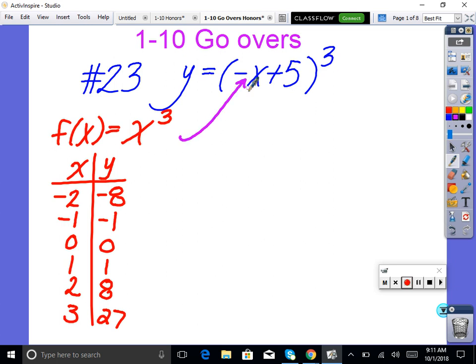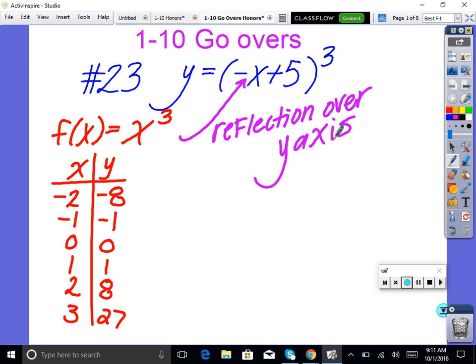This is a negative inside our parentheses here. That's a reflection over the y-axis. Now we have to be careful because what is considered not simplified? If you can recall, a negative in front is not considered simplified. So we're going to factor it out.